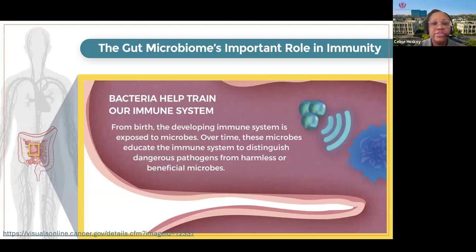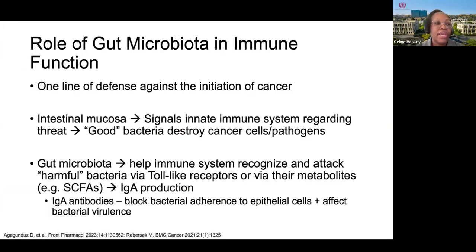So from birth, the developing immune system is exposed to microbes. Over time, these microbes educate the immune system to distinguish dangerous pathogens from harmless or beneficial microbes. As noted, issues with immune function can be a trigger for cancer.